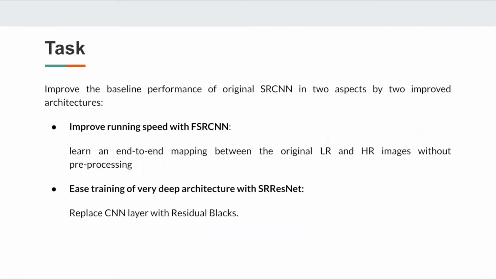For this project, our aim is to improve the baseline performance of the original SRCNN in two aspects by implementing two different architectures. First, we wish to improve the running speed with fast super resolution CNN. The model learns an end-to-end mapping between the original LR and HR images without any pre-processing. And next, our aim was to ease training of very deep architectures, for which we implemented SRResNet, where we replaced the traditional CNN layers with residual blocks.